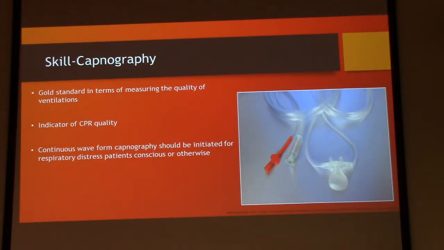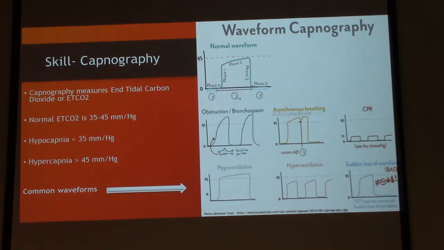Capnography, we've been talking about it for years, but we have really made it mandatory now. Anytime you intubate a patient, you have to have capnography. You have to verify your tube placement with that. You have to monitor anybody with difficulty breathing, diabetes, seizures, trauma, sepsis, cardiac arrest. You want to make sure that you are using your capnography for these patients.